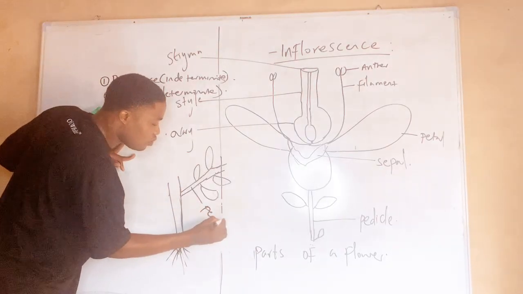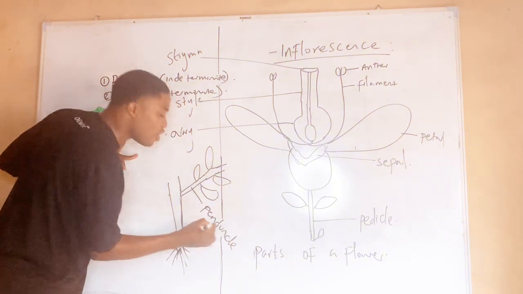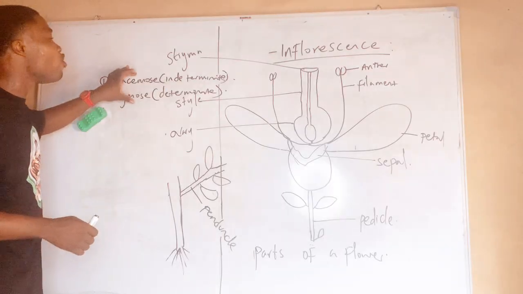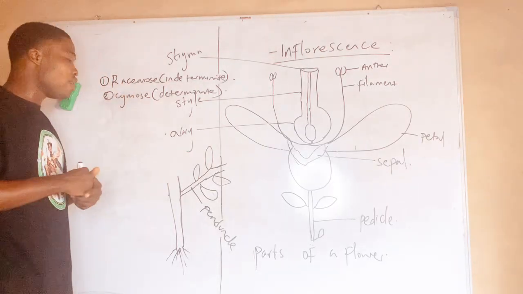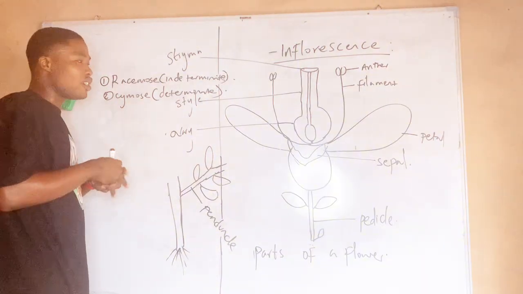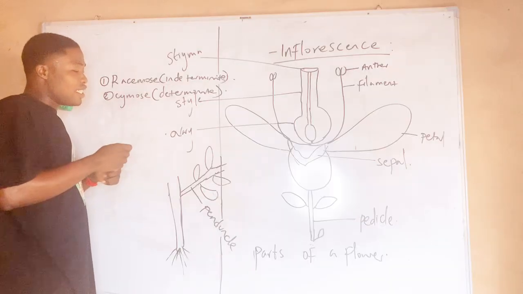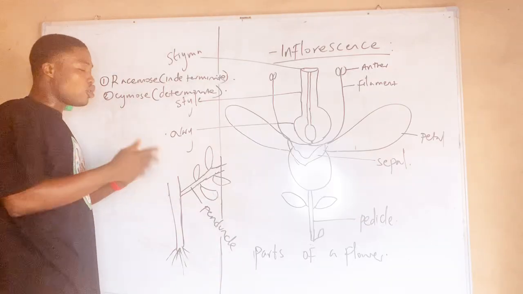Now, the flowers can be arranged on the peduncle in different ways, depending on the type of inflorescence we are talking about. If the inflorescence is a racemose inflorescence, the growth is indeterminate. So the growth of the flower is indeterminate.